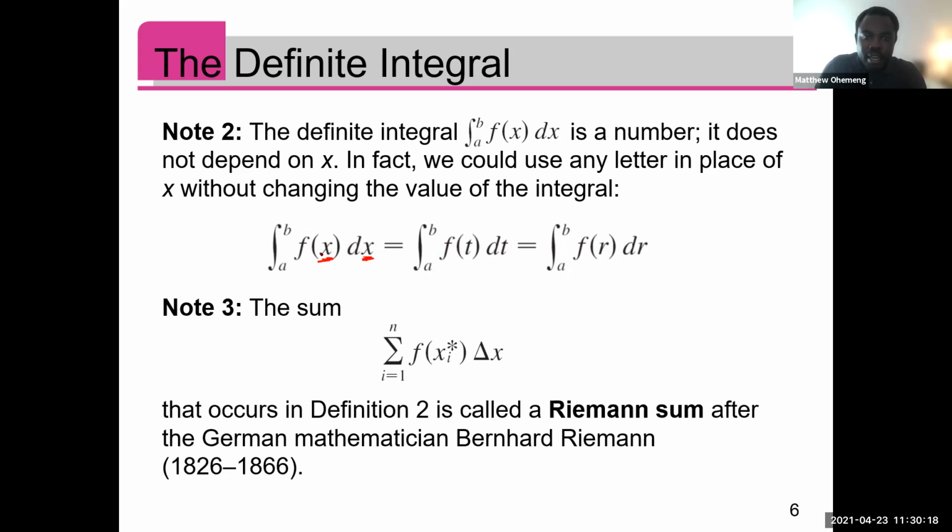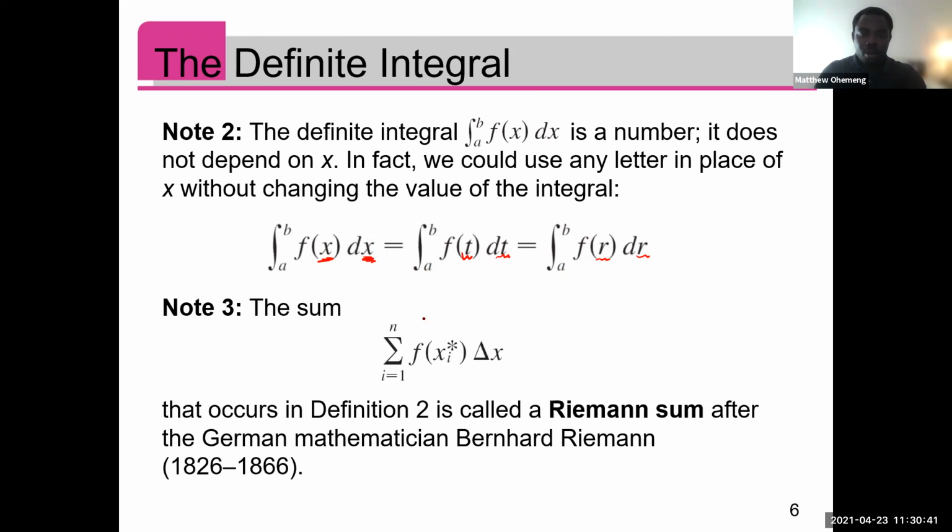So if you have this, and then I change it to f of t and dt, as long as I change these two, the variable at the end of the differential and the variable in the function, it doesn't change the definite integral, right? So I can change it to f of r dr, as long as you have a to b. If it's f of m dm, it's the same thing. It remains unchanged.